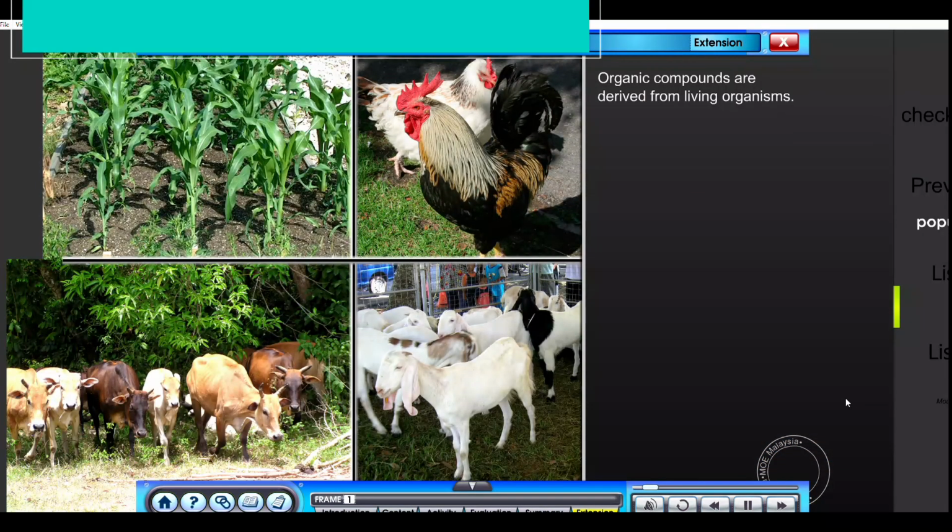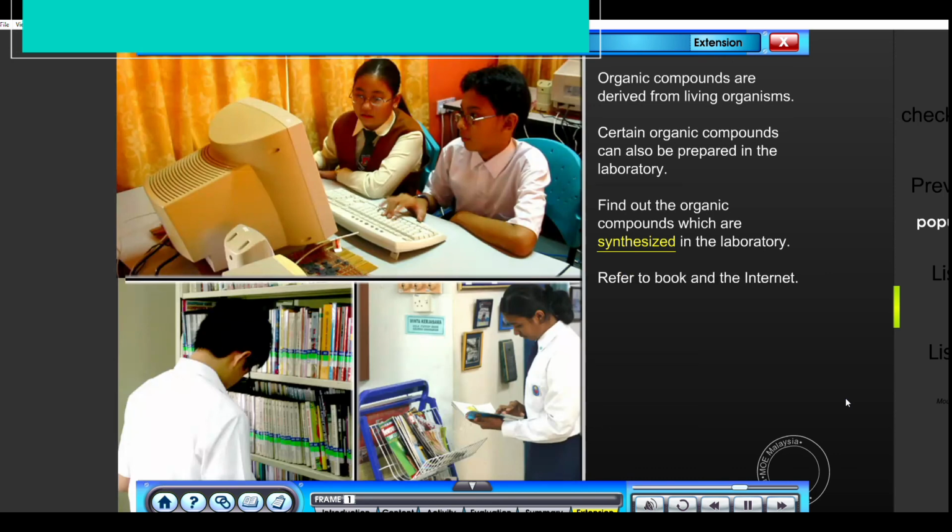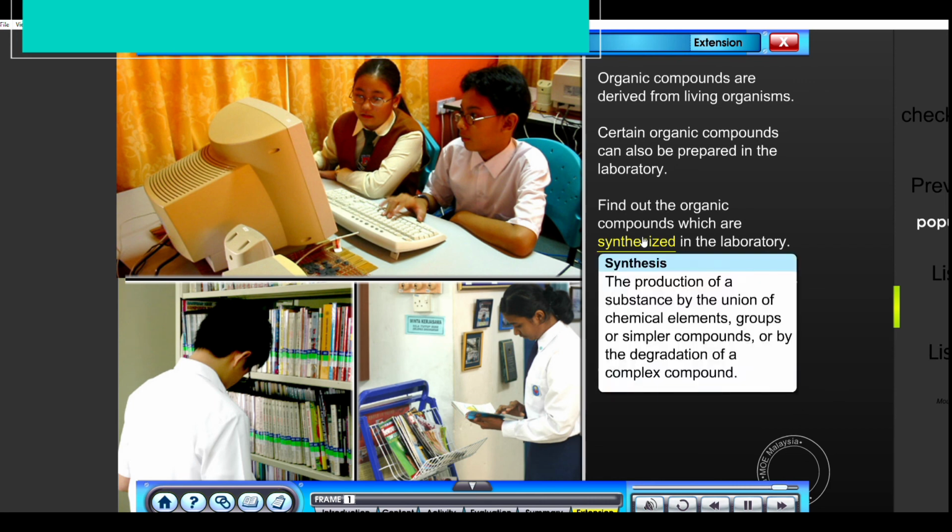Organic compounds are derived from living organisms. Certain organic compounds can also be prepared in the laboratory. Find out the organic compounds which are synthesized in the laboratory. Refer to books and the Internet. Prepare a report. Present your findings to the class.